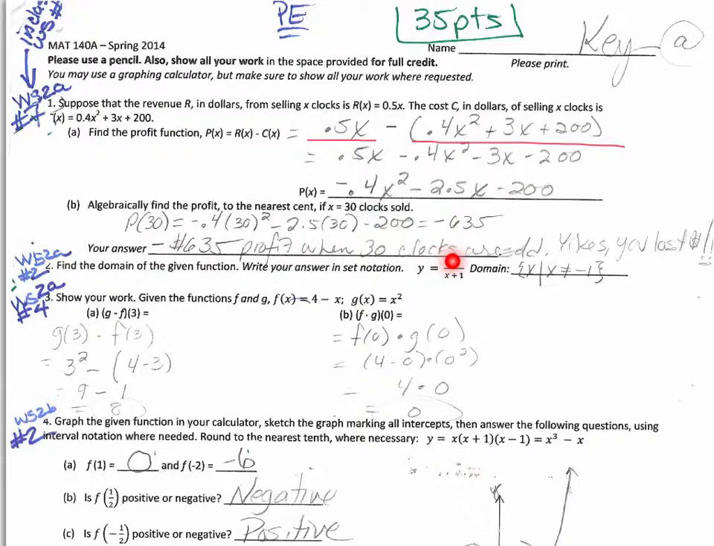Find the domain of a given function. For this one, it's a fraction. So we are looking strictly here at the denominator for fractions. We know denominators cannot be equal to 0. So x plus 1 cannot be equal to 0. So x cannot be equal to negative 1.